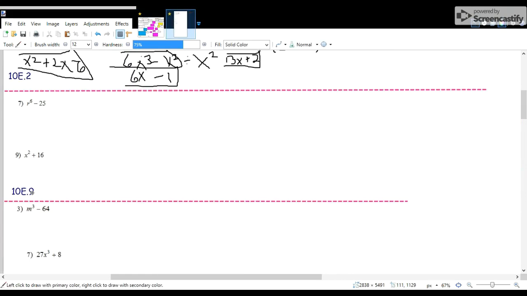Okay, let's look at page 9 in our packets. So we have r to the 6th power minus 25. First you will identify your a squared and your b squared. A squared would be r to the 6th. B squared is equal to 25. Now to find a and b, we have to take the square roots of both of these.